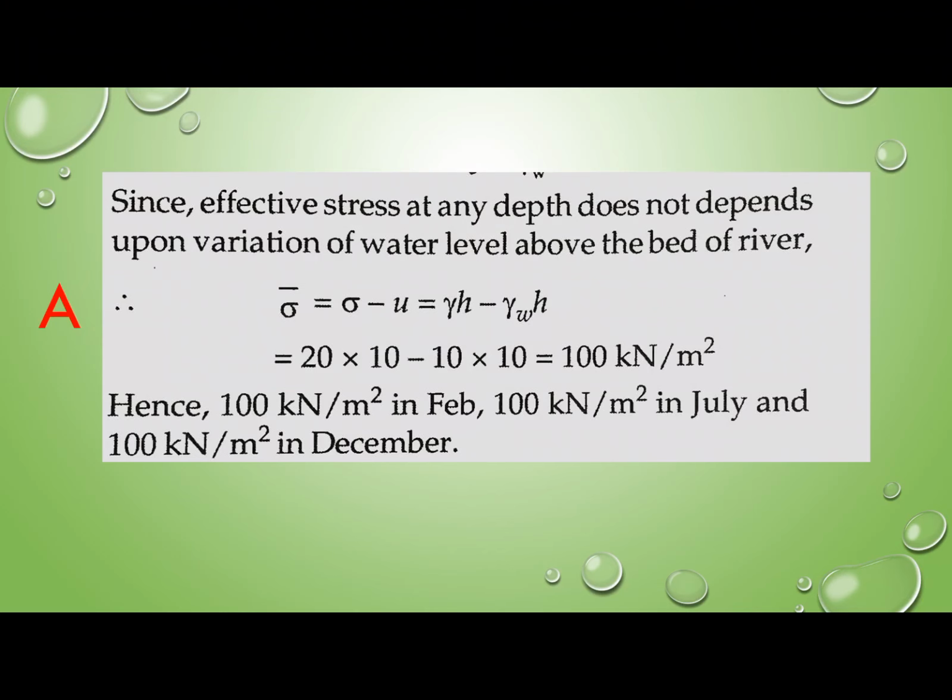So it does not depend upon the variation of water level above the bed of the river. So in whatever month, even though the level changes, the effective stress remains the same. So in all the 3 months, which is February, July and December, it will be 100 kilonewton per meter square. I hope you are clear till now. So let's move on to our next question.